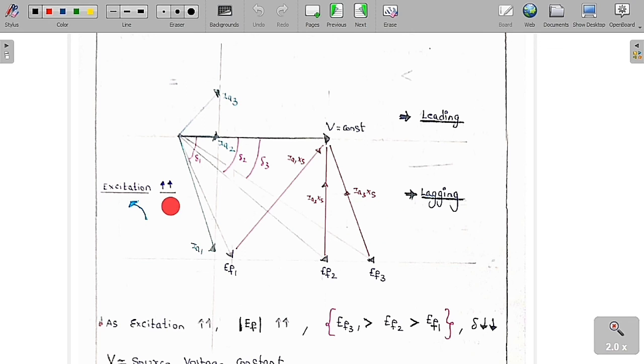So whenever the excitation increases, the EF value increases and the current is going from lagging power factor to leading power factor, or you can simply say that the synchronous motor is moving from the lagging power factor region to the leading power factor region, and the delta value decreases. EF is always going to lag the supply voltage in a synchronous motor. So we can say clearly, as excitation increases, the EF value increases, EF3 is greater than EF2 is greater than EF1, and the delta value decreases. You can see clearly from this diagram itself.